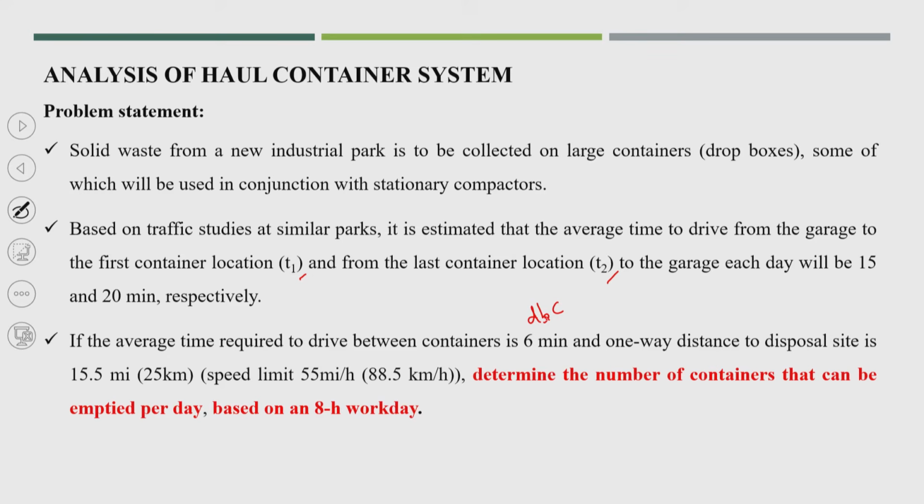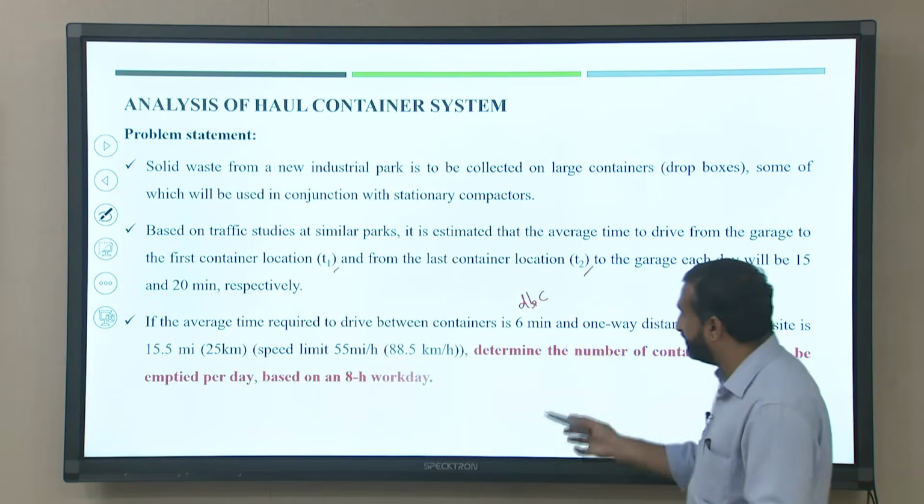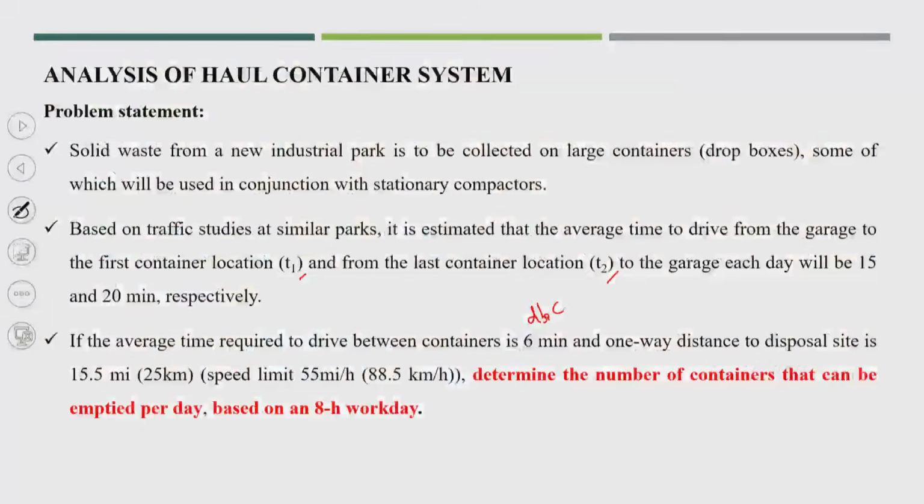So, it is a one way distance, but you remember that x is a round trip haul distance, so we have to double this value. The speed limit is given, that is 88.5 kilometer per hour or 55 mile per hour. Determine the number of containers that can be emptied per day based on an 8-hour work day. This 8-hour is given, that is the capital H value. Now, we will solve the problem. One more value is given, the assumed off-route factor W is 0.15. If it is not given also, you assume that it is 0.15.